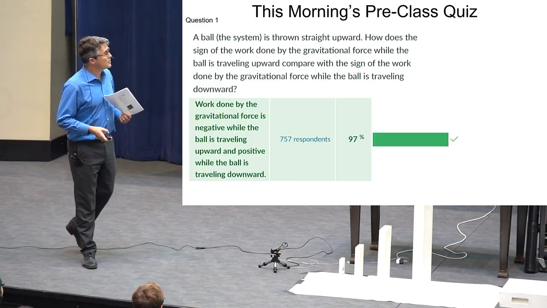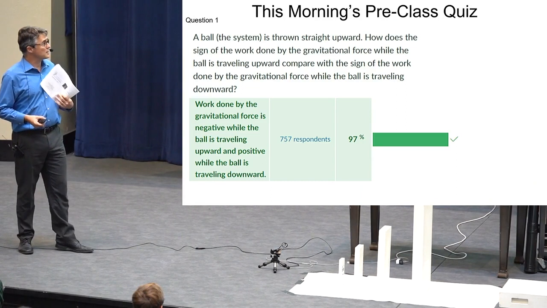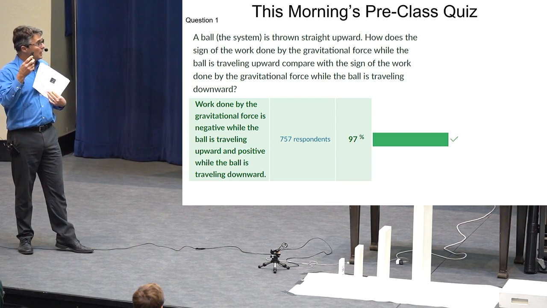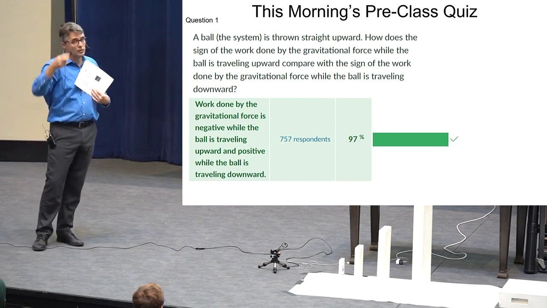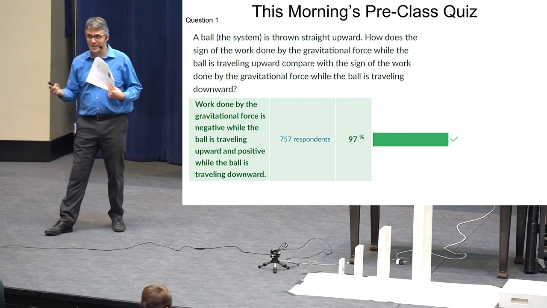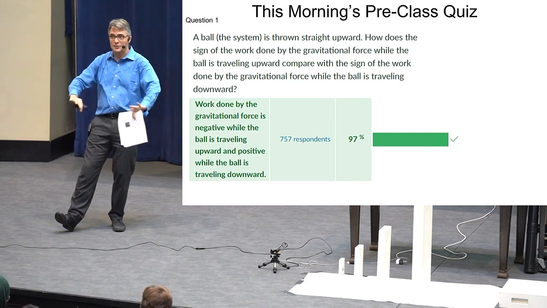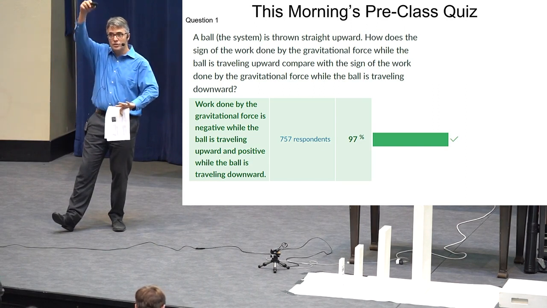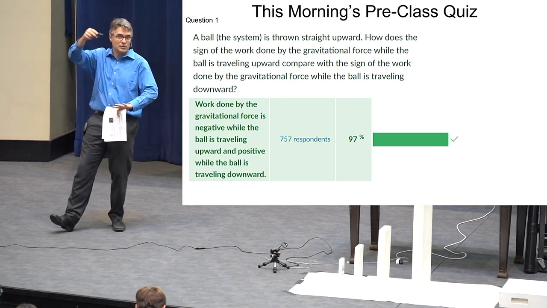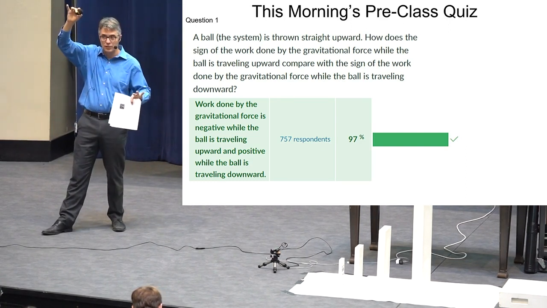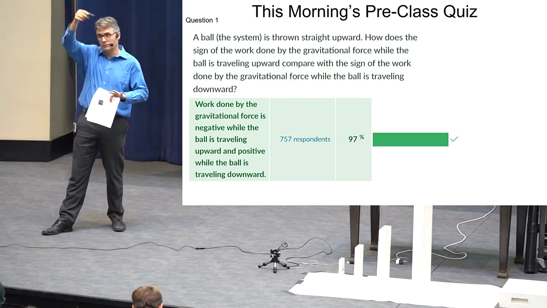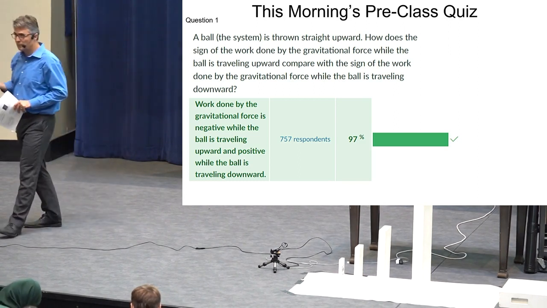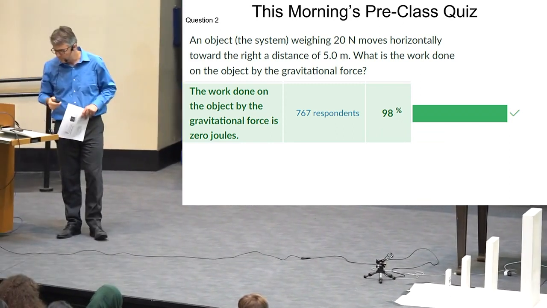This morning's pre-class quiz: a ball was thrown straight upward. How does the sign of the work done by the gravitational force while the ball is traveling upward compare with the sign? So basically, there's this idea that if you consider the Earth to be outside the system, then there's an external force which is doing work on the motion, which is, I guess, what's causing it to slow down. So this is when you don't consider gravitational potential energy. That's the reason it slows down. So negative work on the way up, positive work on the way down. We'll talk more about that later today.